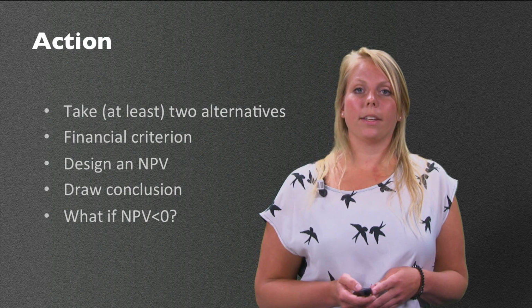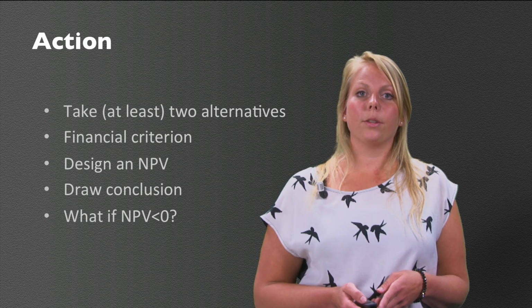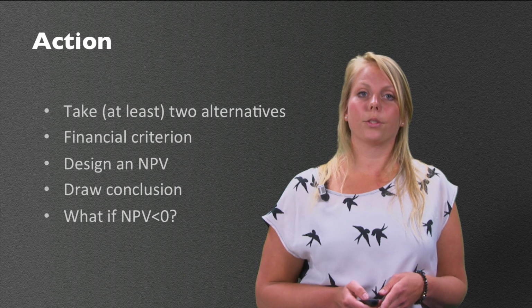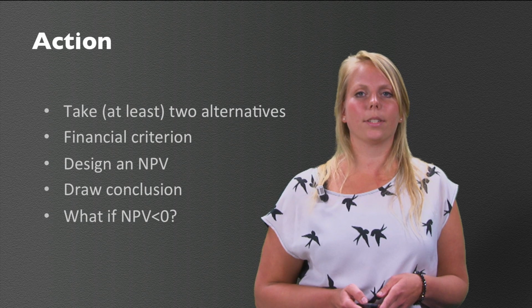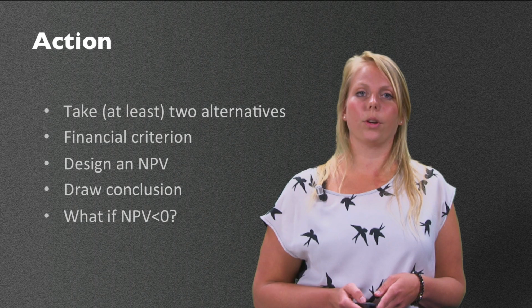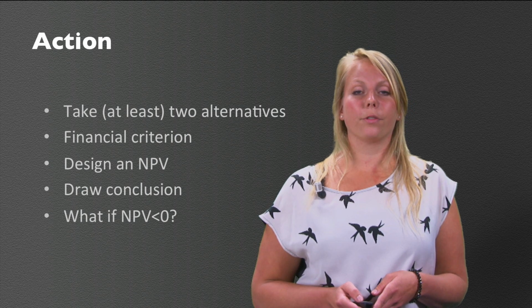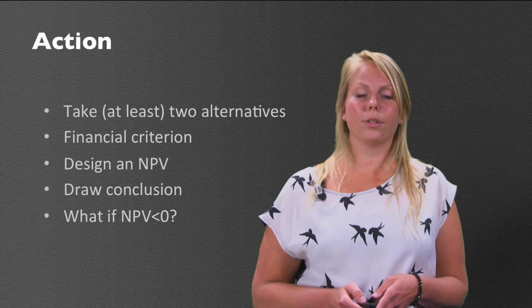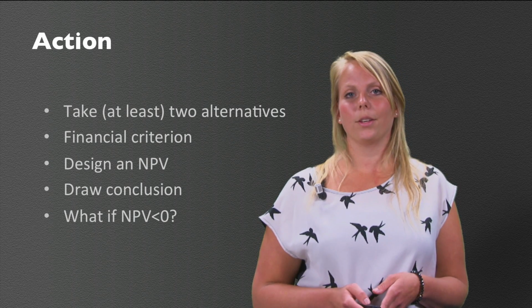Now study the NPV in chapter 5 from your book and use the NPV in your case. Take 2 alternatives and a financial criterion. Design an NPV, make your calculations and draw a conclusion. If the NPV is very negative, do you always have to turn down the project, or is that something you cannot say yet?